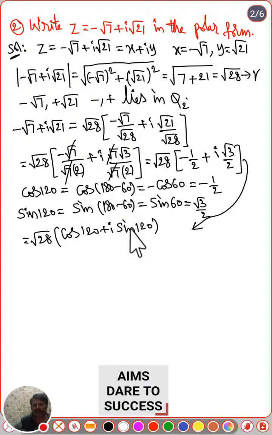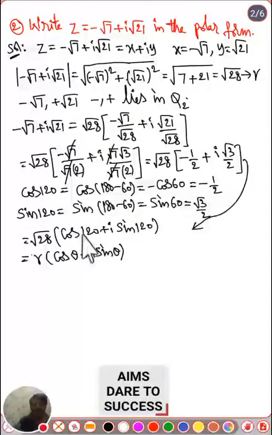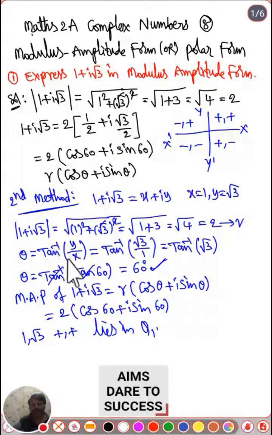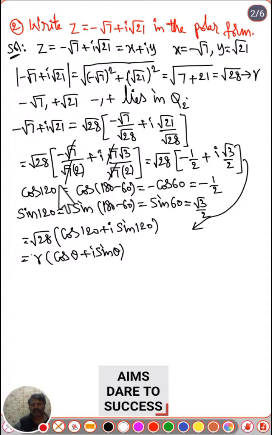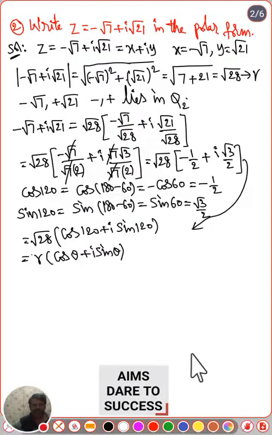I hope you all are understanding clearly. So the polar form concept is r into cos theta plus i sin theta, r value is root 28, theta value is 120. This is one of the methods. Okay, my dears, if you want to do it like this, you can continue with any one method. Okay, already I told you one question. Now I will continue to the next question.